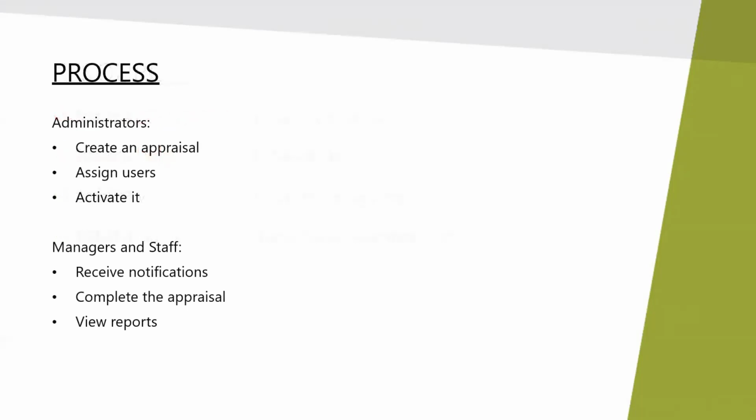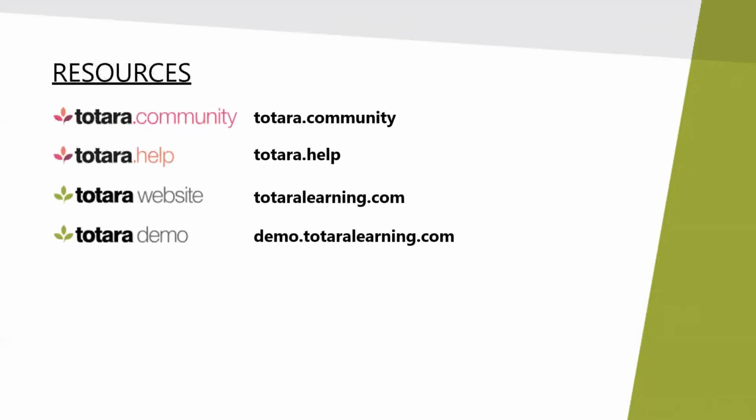So resources, and we'll come back to this at the end too. There's a lot of different places to get information. The big one for right now would be the Totor.help site. The Totor.help site has documentation on how to create appraisals, how users can work through them, what the question types are, etc. And you can also go to the Totor demo site, demo.totorlearning.com. It is currently a version 11 site, which will be upgraded to 12 in the near future. But it's a place to go play, build an appraisal, see what it looks like, try out questions, things like that.